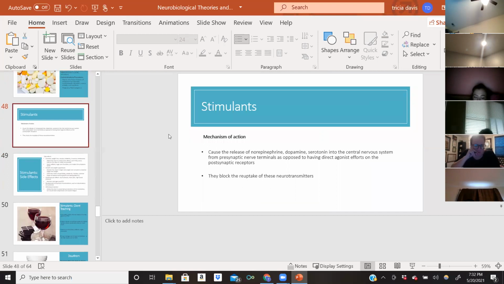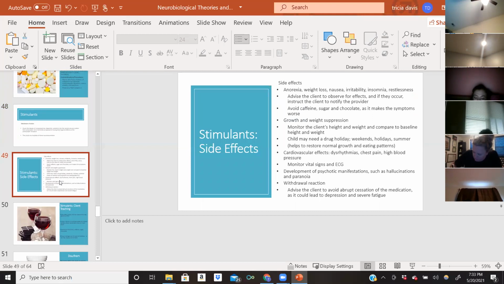So stimulants work by causing the release of norepinephrine, dopamine, serotonin, all three of those into the central nervous system from the presynaptic nerve terminals, as opposed to having a direct agonist effect on the postsynaptic receptor. So it does work a little bit different than our other medications do. They block the reuptake of those three neurotransmitters, essentially.